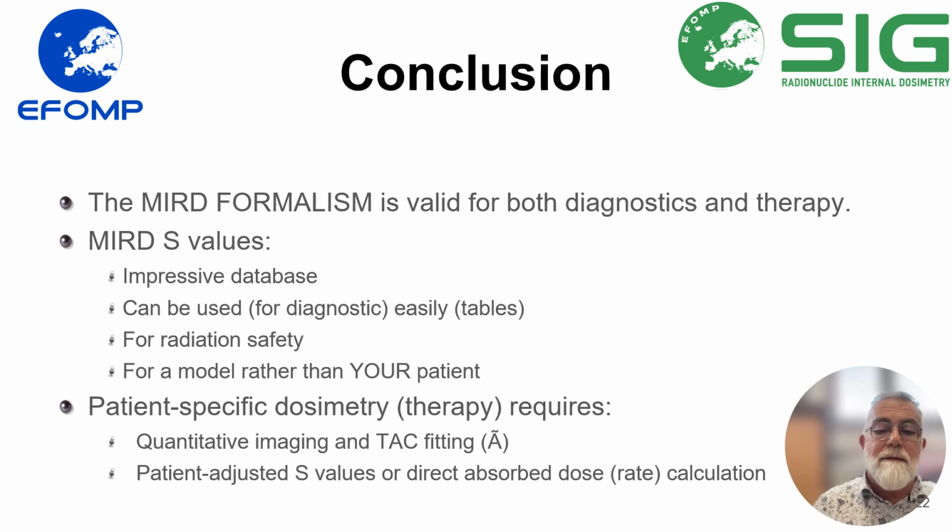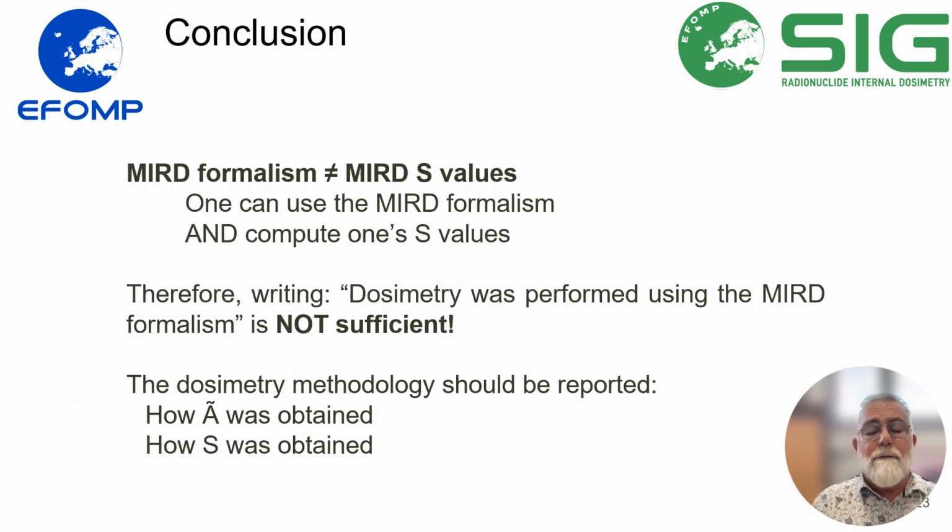Then, patient-specific dosimetry, in therapy mostly, requires quantitative imaging and time activity curve fitting. So that's based on images. And then patient-adjusted S-values sometimes, or better, direct absorbed dose or absorbed dose rate calculation based on the geometry of a patient, the density given by the CT, activity given by SPECT or PET. Therefore, the MIRD formalism is something different from the MIRD S values. You can use the MIRD formalism even if you compute your own S values, if you're not happy with the S values that are available in the literature, for example, because you have a specific geometry.